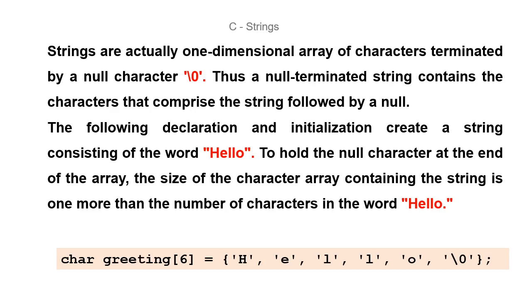Then strings. Strings are actually one-dimensional arrays of characters terminated by a null character. What is in a string? All strings end with \0. Thus the null terminates the string constant, and the characters that comprise the string are followed by a null. The following declaration and initialization create a string constant of the word hello. To hold the null character at the end of the array, the size of the character array containing a string is one more than the number of characters in the word hello.